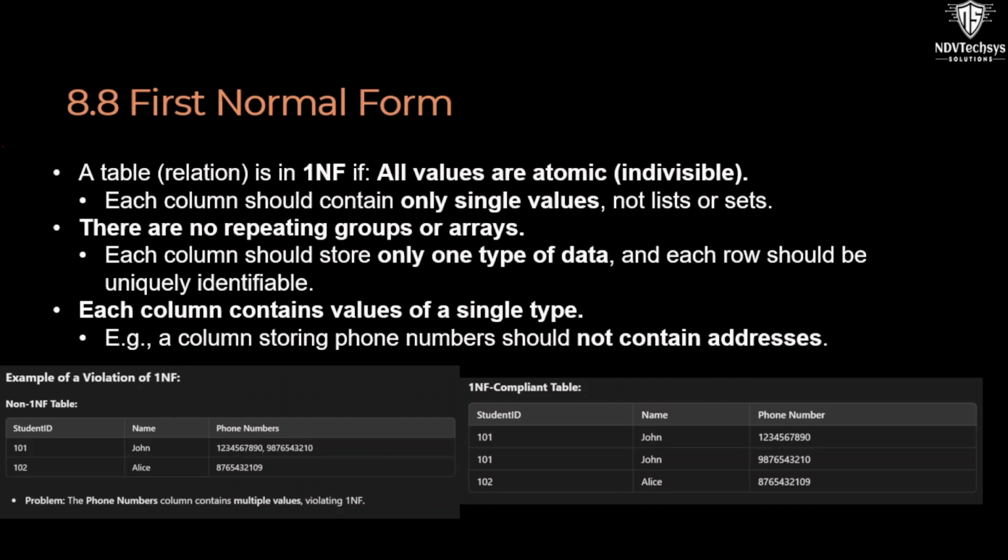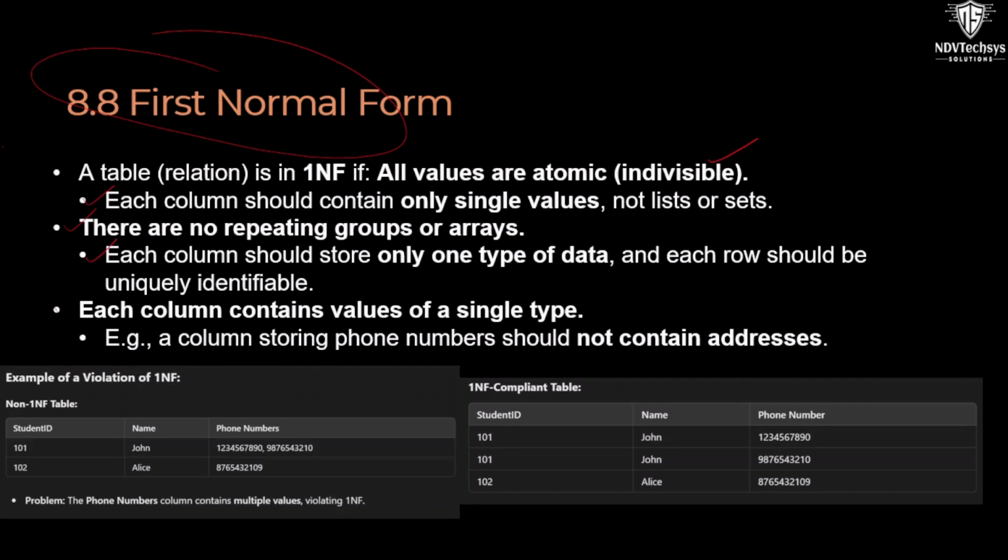Now let's discuss the normal form. What is the definition of first normal form? A table or relation is in first normal form if it meets the following conditions. All values are atomic, indivisible. Each column must contain only single values, not multiple values or sets. There are no repeating groups or arrays. Each column should store only one type of data, and each row should be uniquely identifiable.